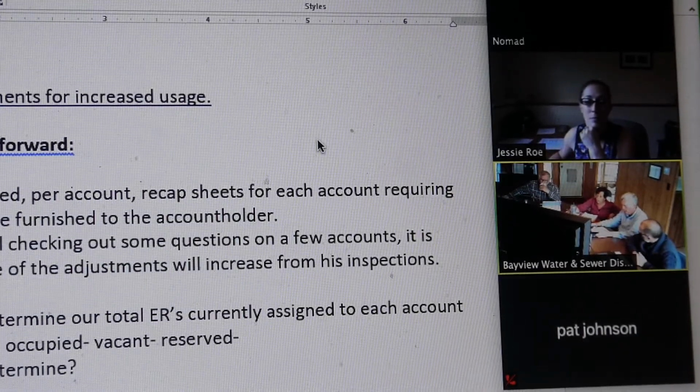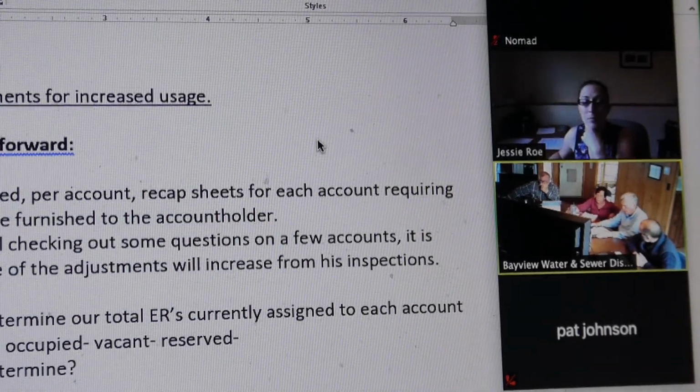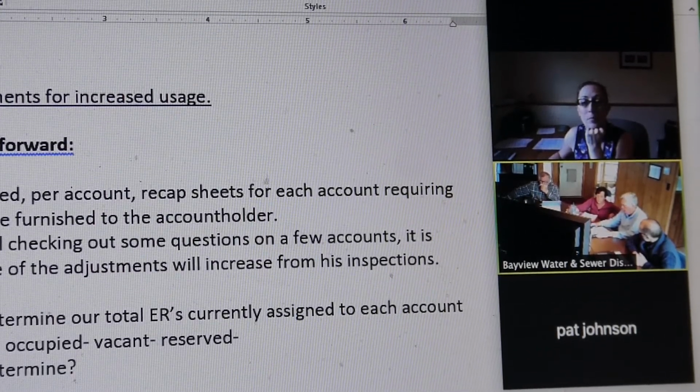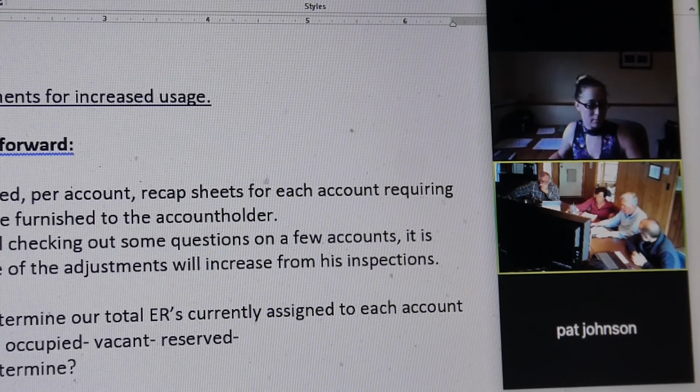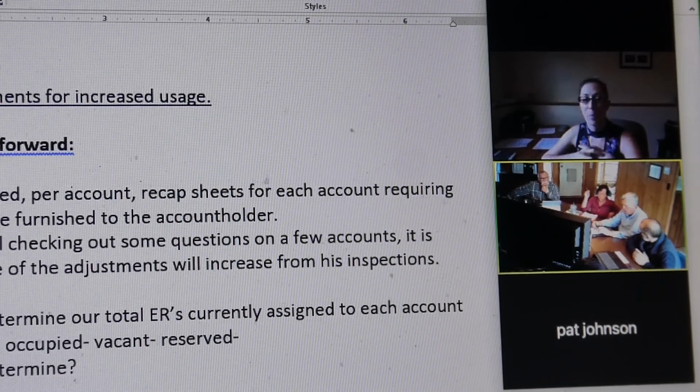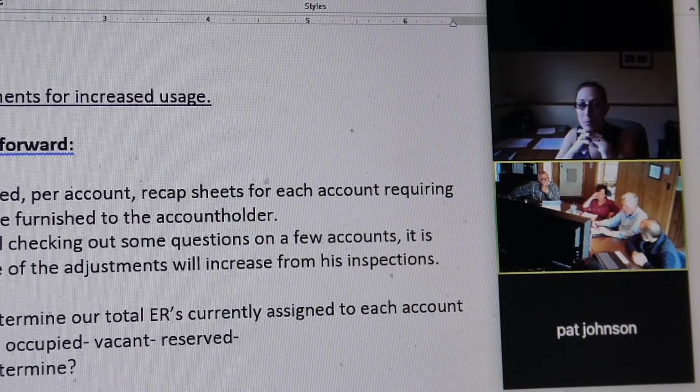We need to get that in, because you'll notice I put a note on there that this is one of the missing things from the GIS Innovate system that we know we need to update and correct: that all occupied, reserved, and vacant ERs are properly shown per account. So it will have a dual purpose when we get it done.